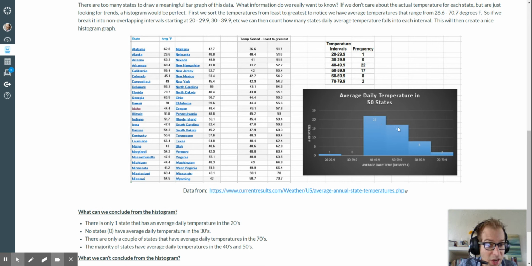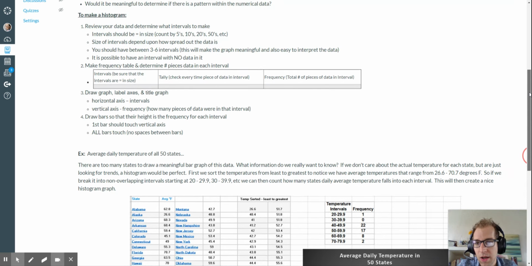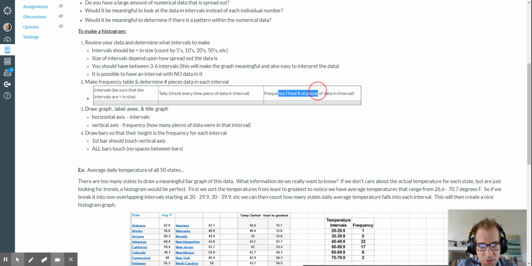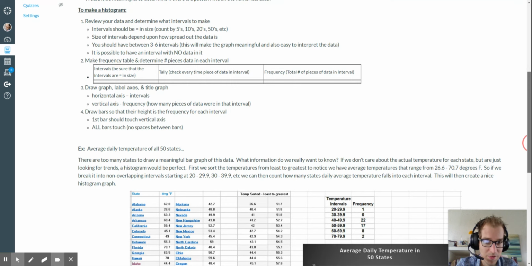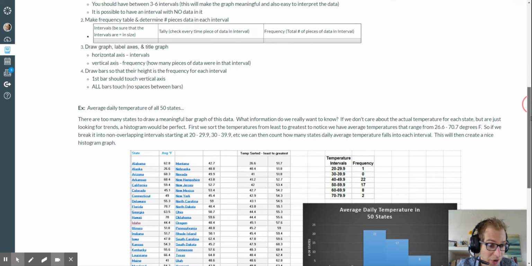Between 50 and 59, there were 17. So they've tallied up how many would fall into each interval. And then lastly, the frequency, which is basically that same number. In fact, the tally would be more like your stick marks, where the frequency, of course, is what we're actually ending up interested in here.